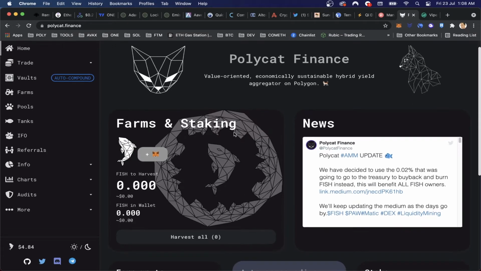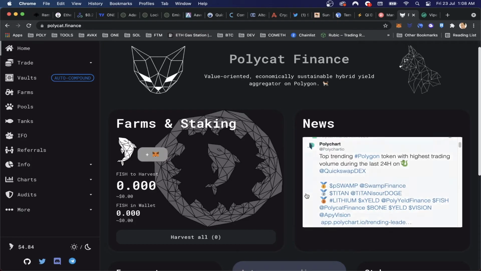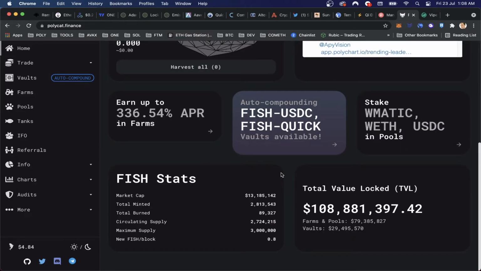So Polycat Finance, I was really pondering hard to sell at $16, and I didn't, and I kind of regret it. That's my biggest regret, actually, in this kind of downtrend, but whatever. So actually, there's been 2.813 million minted, and there is only a maximum supply of 3 million. So we're talking about 7% left, something like that.